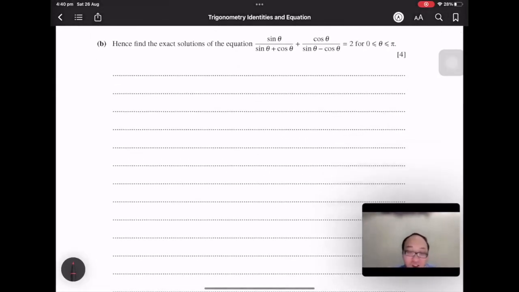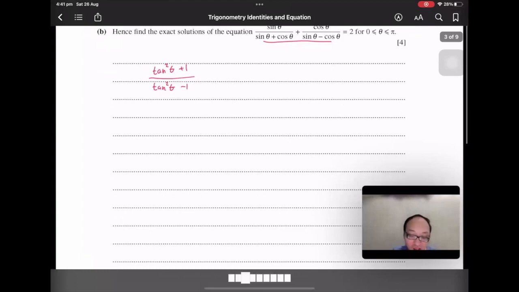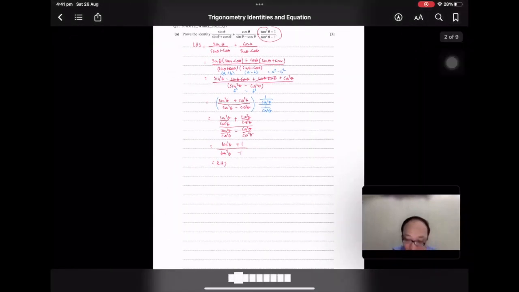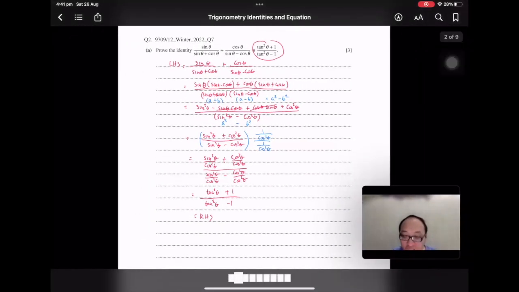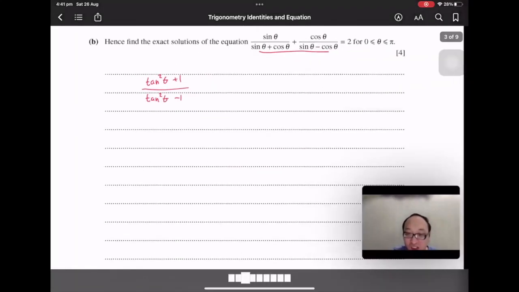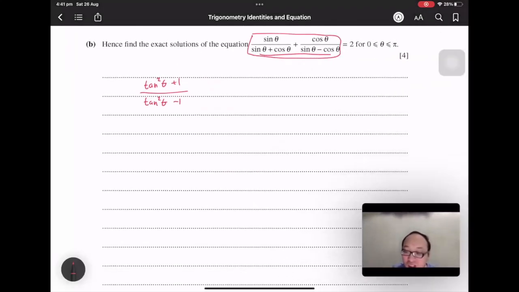Hence, find the exact solution for the equation for 0 until pi. So from the previous question, we can have this form as tangent square theta plus 1 over tangent square theta minus 1. Check it. Is it correct or no? Tangent square plus 1, tangent square minus 1. Yes, correct. So this one for the left side and for the right side equals 2.